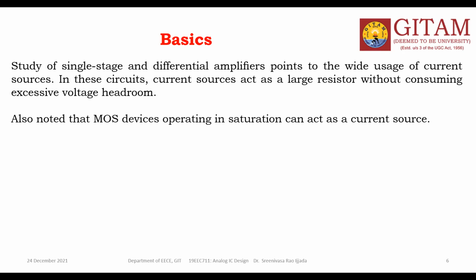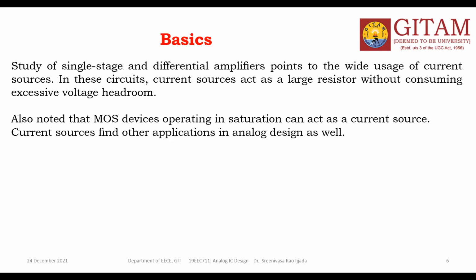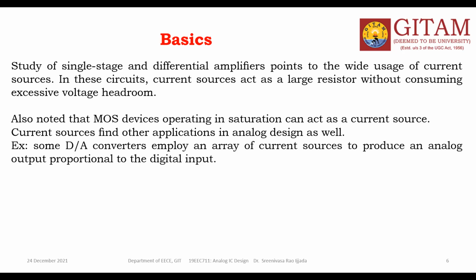And we know how we can get a current source operation from a MOSFET. Simply when the gate is biased properly to operate your MOSFET in the region of saturation, that MOSFET can act as a constant current source. So we have so many applications of these current sources in the analog circuits. So we will discuss now.